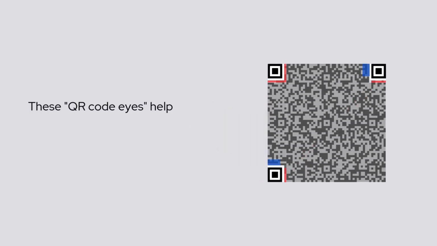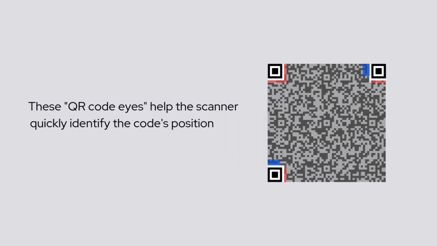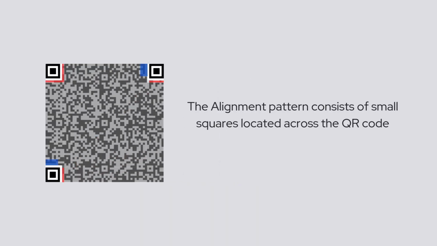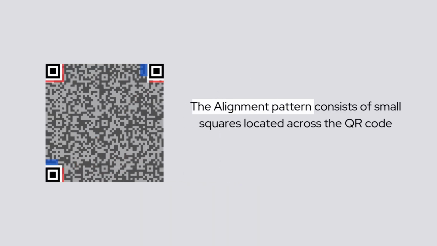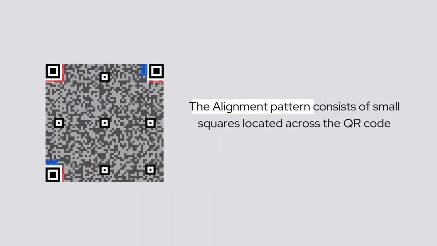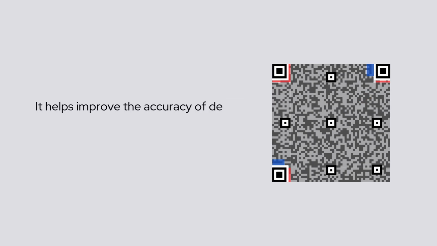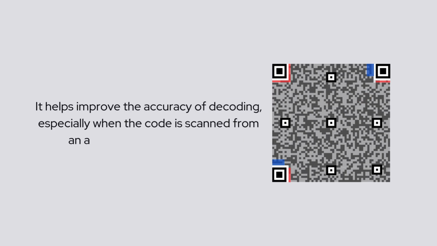The position pattern consists of 3 large black squares located at the top left, bottom left, and top right corners of the QR code. These QR code eyes help the scanner quickly identify the code's position and orientation for an accurate reading. The alignment pattern consists of small squares located across the QR code. It helps improve the accuracy of decoding, especially when the code is scanned from an angle or is slightly distorted.